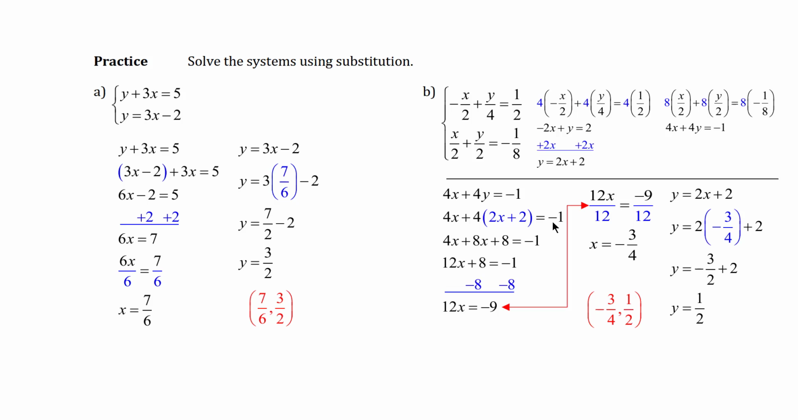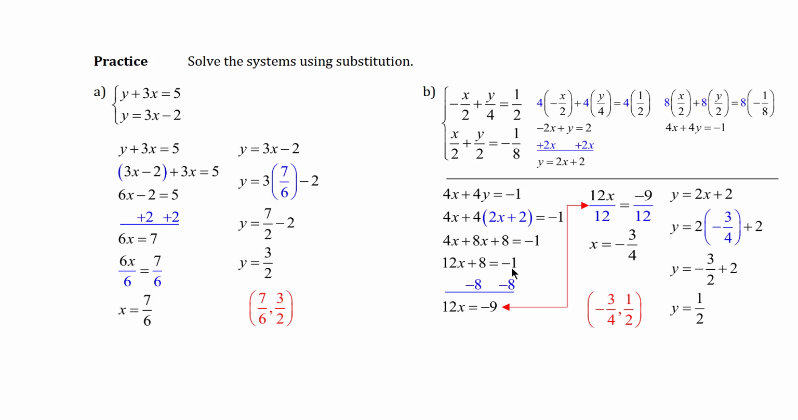On the right-hand side, we bring down the minus 1. The result is 4x plus 8x plus 8 equals negative 1. Simplifying the left-hand side, we can combine like terms. 4x plus 8x is 12x. We bring down the 8, and on the right-hand side, we can bring down the minus 1. The result is 12x plus 8 equals negative 1.